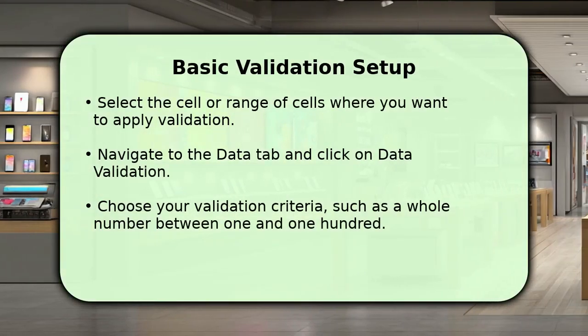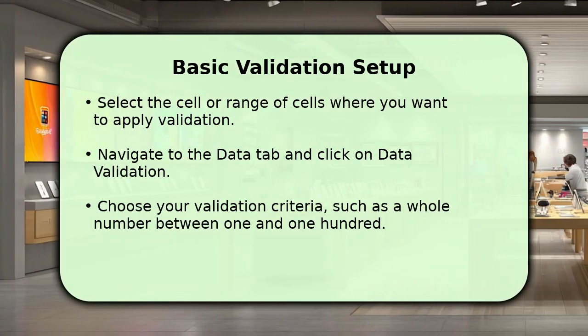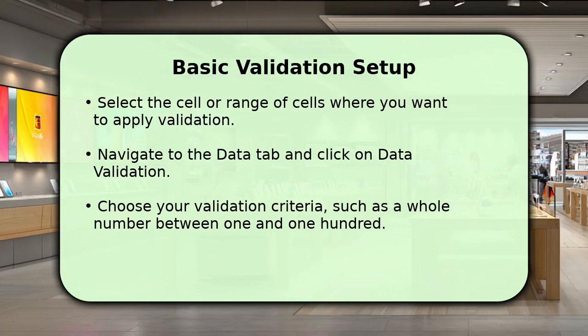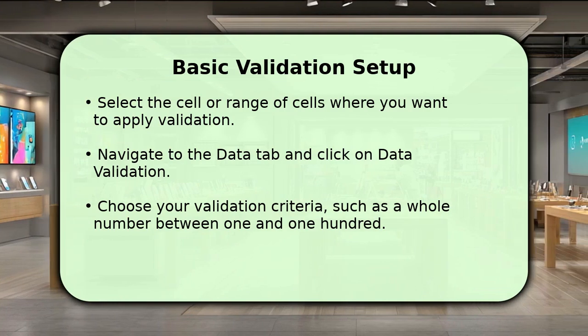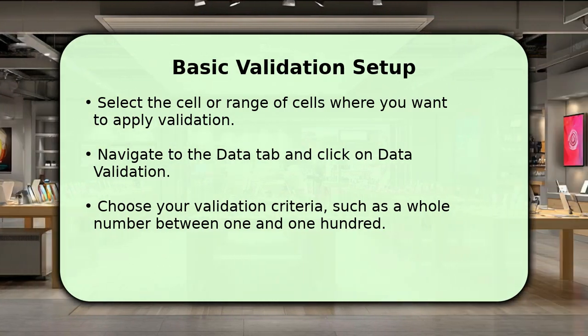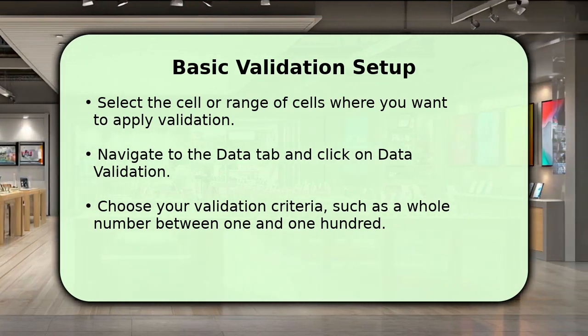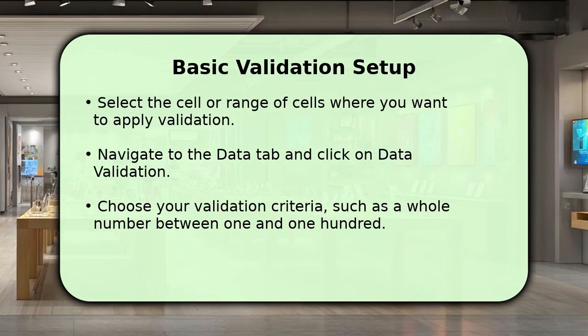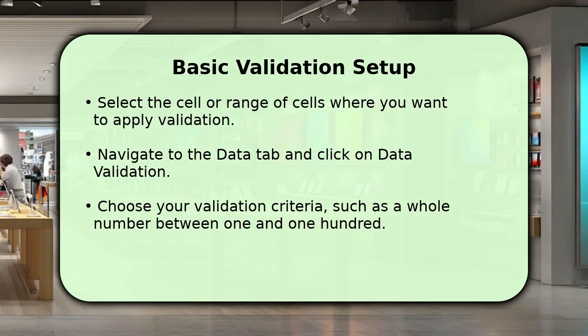To get started, simply select the cell or a group of cells where you wish to apply these rules. Then, find the Data tab in your ribbon and click Data Validation. Here, you can specify various conditions, perhaps limiting entries to only whole numbers within a specific range, say from 1 to 100, or allowing only specific dates. This initial setup is foundational for controlling your data entry effectively.